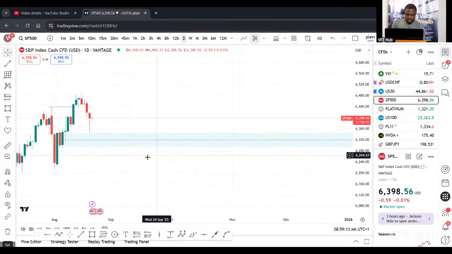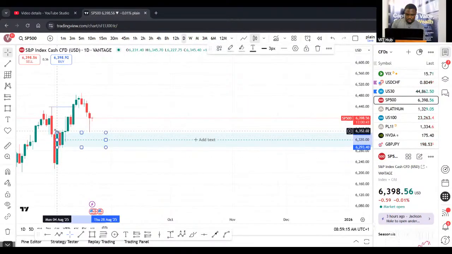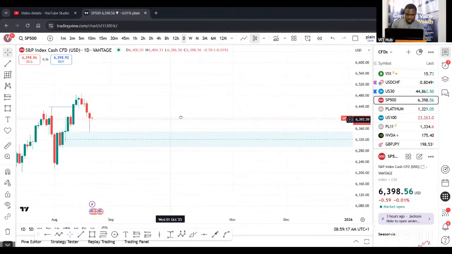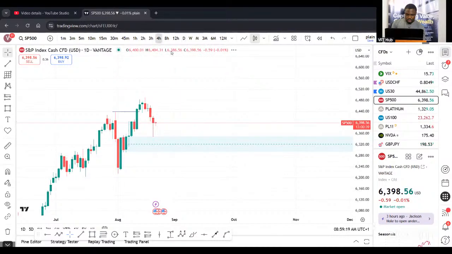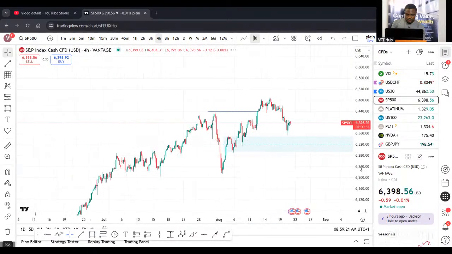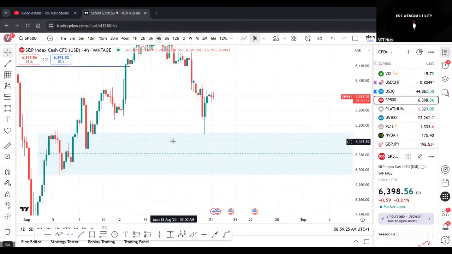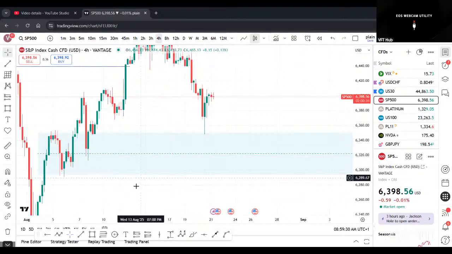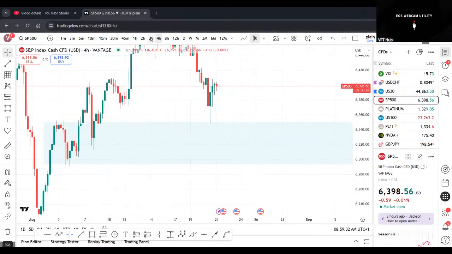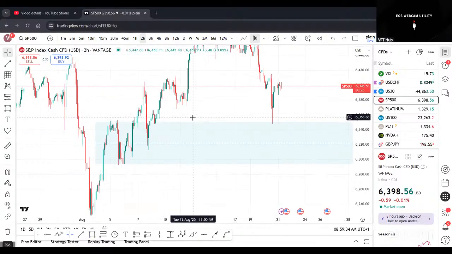You have this zone mitigated, and then on the 4-hour time frame, all the zones that look really interesting have been mitigated. So far, so good. Even on the, let me check on the 2-hour time frame. Yes, they've all been mitigated.